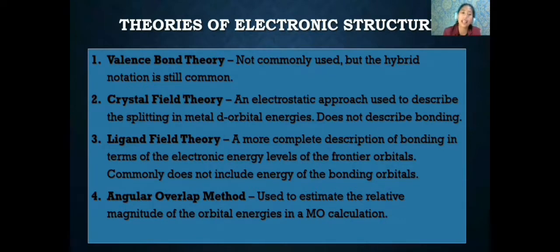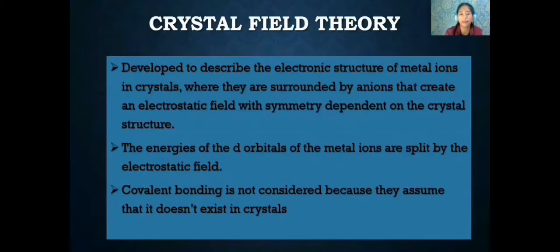And then we have the ligand field theory. This is a more complete description of bonding in terms of the electronic energy levels of the frontier orbitals. This commonly does not include energy of the bonding orbitals. Next one is the angular overlap method. This is used to estimate the relative magnitude of the orbital energies in a molecular orbital calculation. So this is more on calculating the energies of the different orbitals in compound complexes.